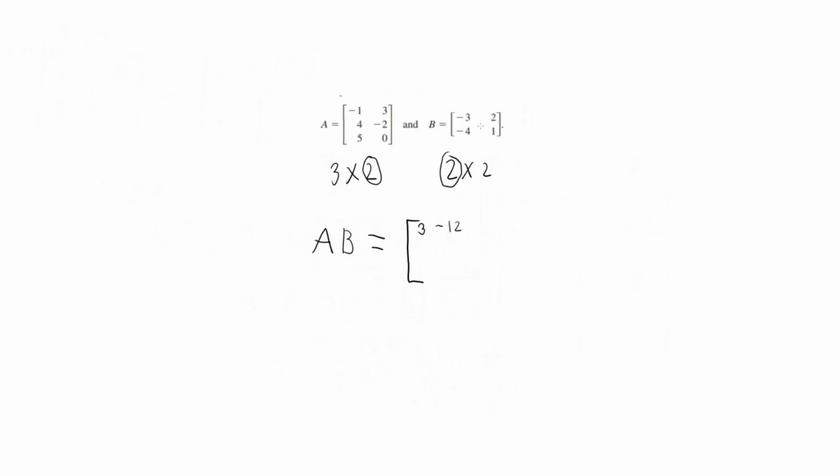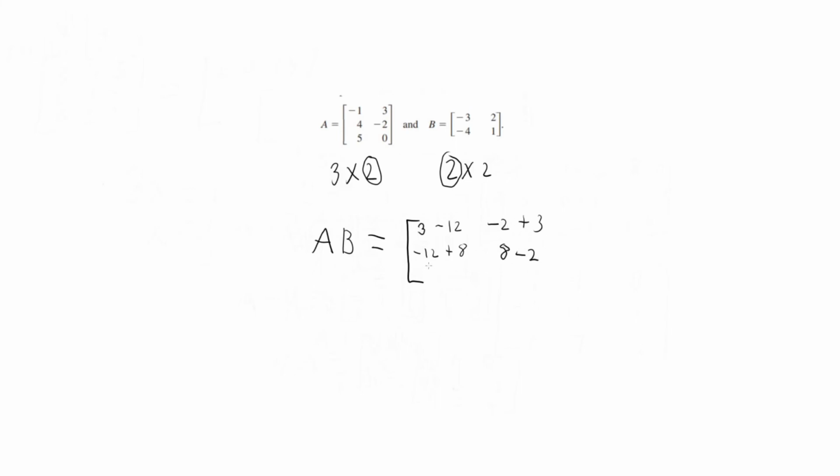Next, let's do row 1 by column 2, which will go in 1, 2 position. So that is -1 times -2, which is 2. And 3 times 1, which is 3. Okay, so let's do row 2 by column 1, which would go in position row 2, column 1, in the new matrix. So that's 4 times -3, which is -12. -2 times -4, which is 8. And then let's do row 2 by column 2. So that would go in position 2, 2 of our new matrix. 4 times 2 is 8, and -2 times 1 is -2.